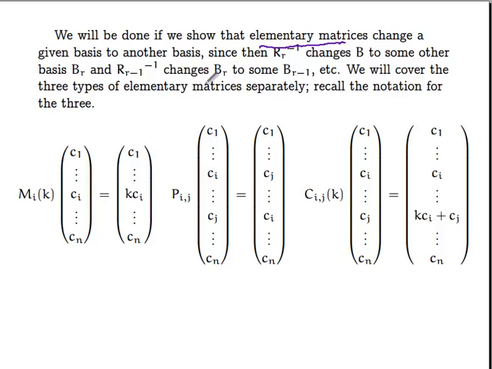We have three types of elementary matrices. The first one multiplies the ith row by k, and you can see that if you operate this on a column vector, it's going to multiply the ith row of the column vector by k. The second one exchanges row i and row j, and if I apply that to a column vector, it's going to interchange the entries i and j. The third one adds a constant multiple of row i to row j, and if I apply that again to a vector, it's going to do this to the column vector.